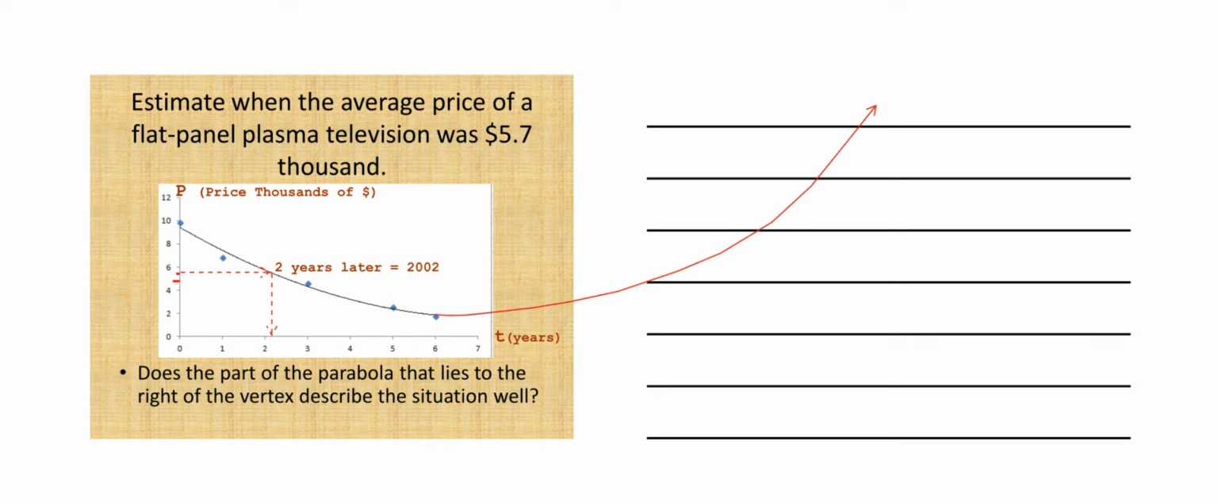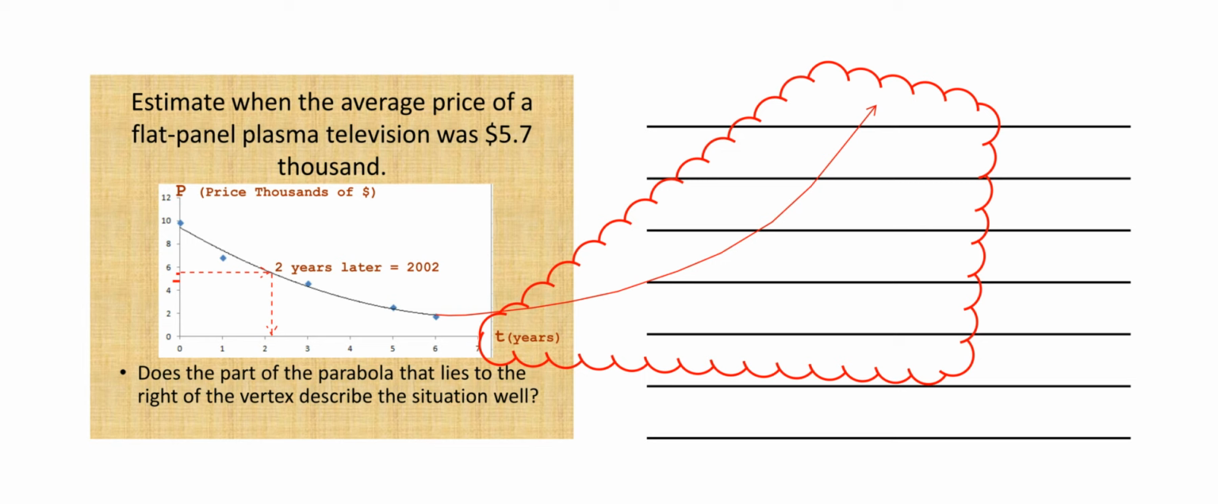Let's assume we continue graphing our parabola, and it looks something like this, agreed? So there it is. Does the part of the parabola that lies to the right of the vertex describe the situation well? Notice on the left side, our parabola, or price of plasma television, was decreasing, agreed? To the right, once you go past your vertex, your parabola, or in other words quadratic equation, eventually increases again. Is this a true statement? Can your plasma television prices go up again? Does this example fit the data well? It may not, right? We haven't seen plasma television prices increase.